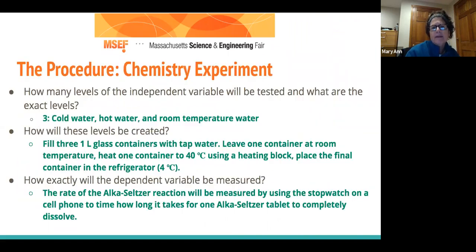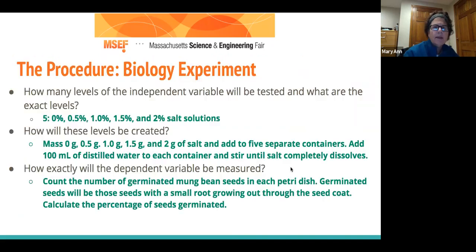And so going now to that experiment. So this time there's 5 levels of the independent variable. These are the levels. These are your salt solutions. And then how will they be created? I literally say mass that amount of salt and add to 5 separate containers, add 100 milliliters of distilled water to each container and stir until the salt completely dissolves. Now that's not perfect because you're supposed to add it and then bring the volume up to 100 milliliters in a graduated cylinder. But this is good, because the salt really doesn't displace that much water.